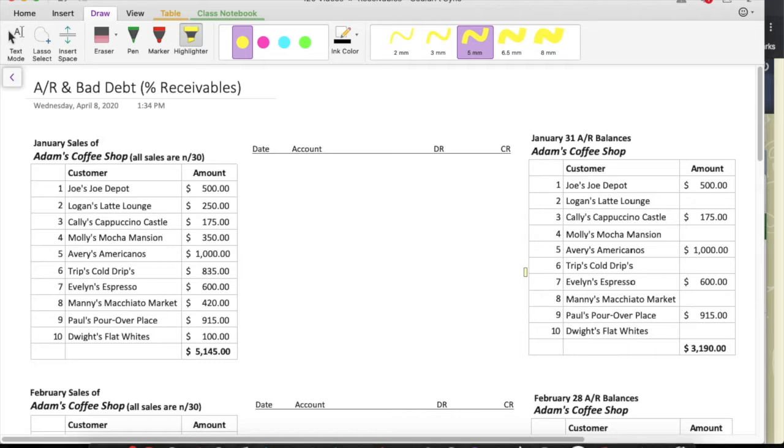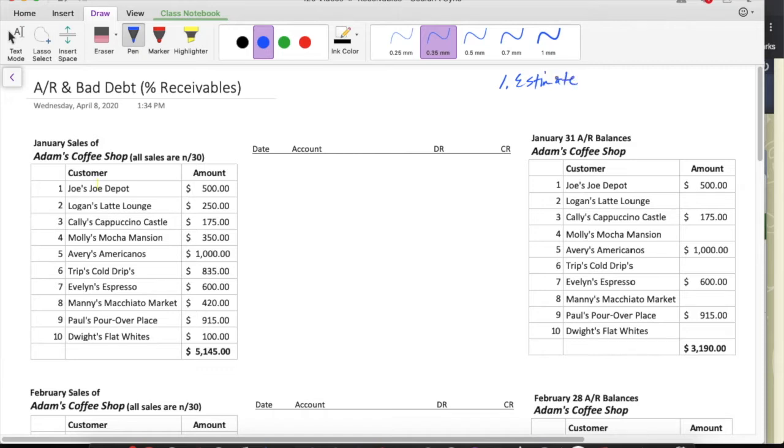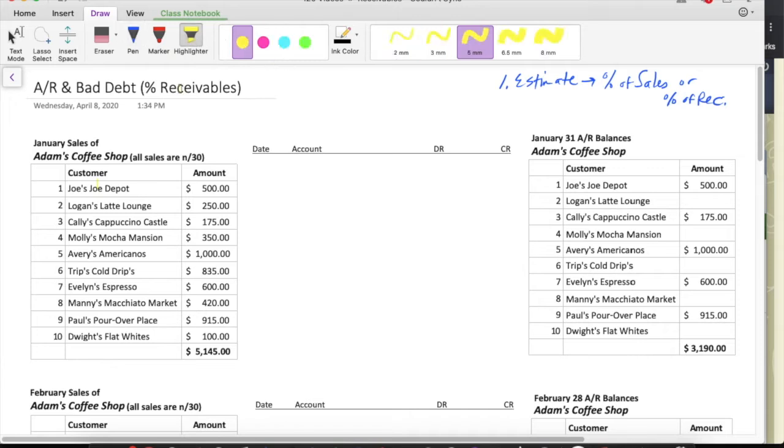As we said in the previous video, the first thing that we have to do when we were talking about accounting for bad debts is estimate. We have two methods we can use to do that: percentage of sales or percentage of receivables. In this video, we're going to be walking through the percentage of receivables method of accounting for accounts receivable and bad debts.